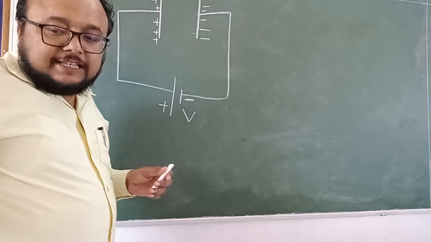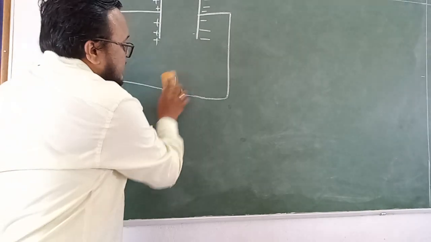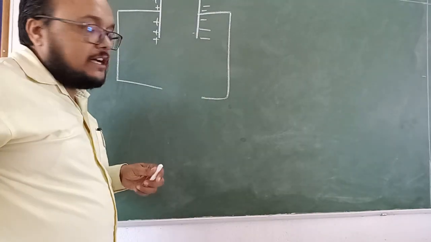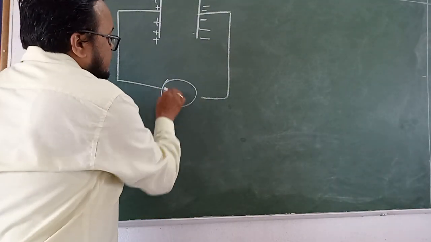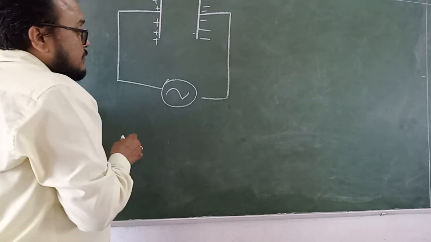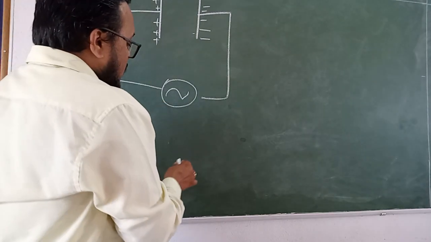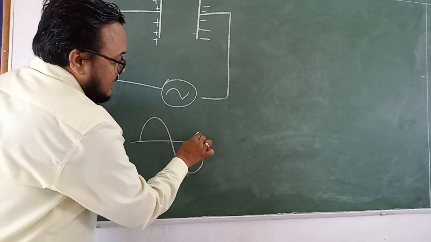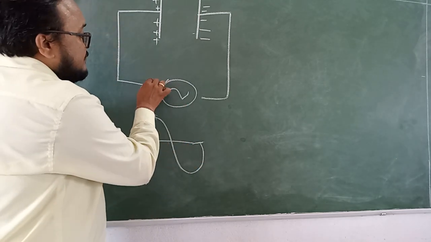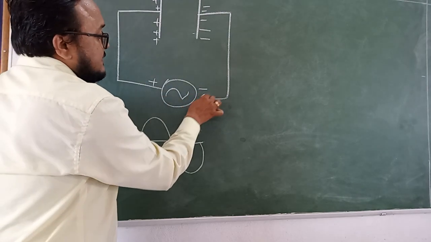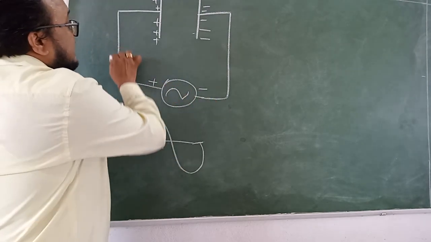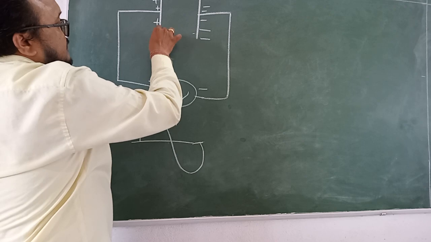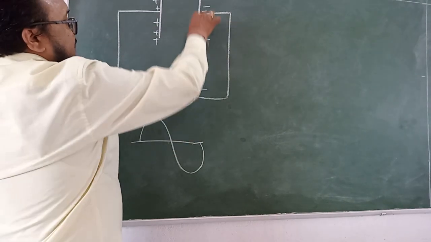But when we change the source, in place of the DC source, if we connect it with an AC source, then what will happen? An AC source has two halves, one positive and one negative. Means in the first half, one plate is positive and the other is negative, so it will get fully charged with positive charge on one plate and negative charge on the other.